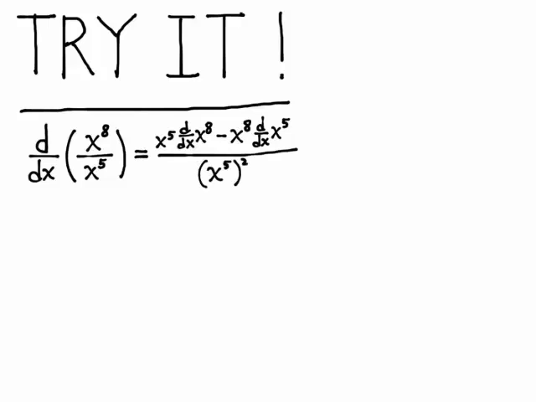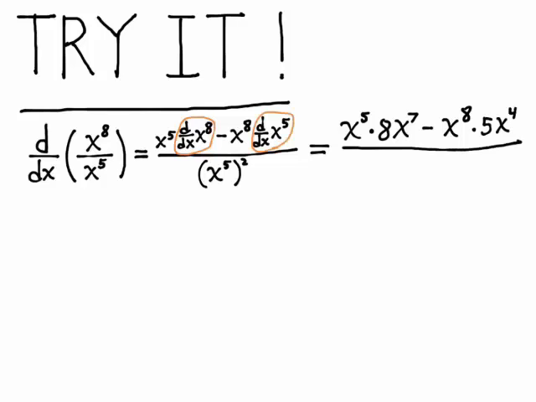I haven't actually used the quotient rule or taken any derivatives yet. I've simply stated the quotient rule. Now, in my next step, I'll actually compute those derivatives. So x to the 5th times the derivative of x to the 8th, which is 8x to the 7th, minus x to the 8th times the derivative of x to the 5th, which is 5x to the 4th, all divided by x to the 10th.